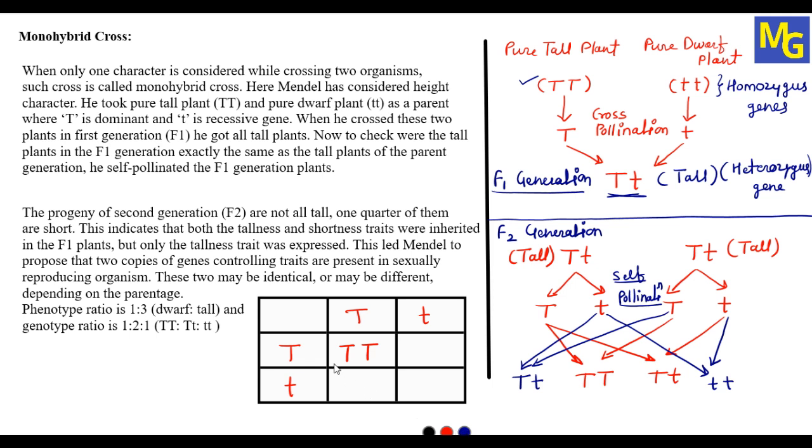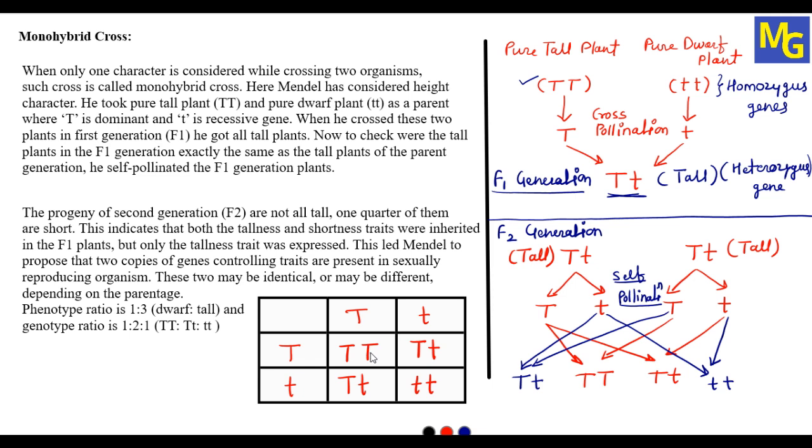So write down capital T and capital T. Now what are you going to do? This T will combine with this T. So what are you going to get? Capital T and small t. So write down here capital T and small t. Now what will you do? This small t and this capital T. So write down capital T and small t. And the last remaining is small t, small t. So write down small t and small t.